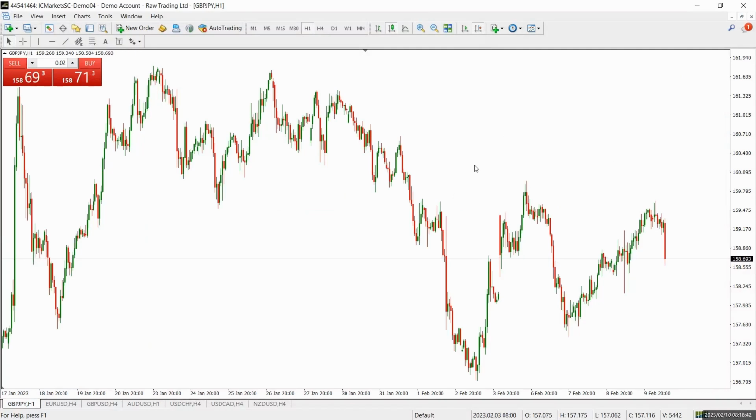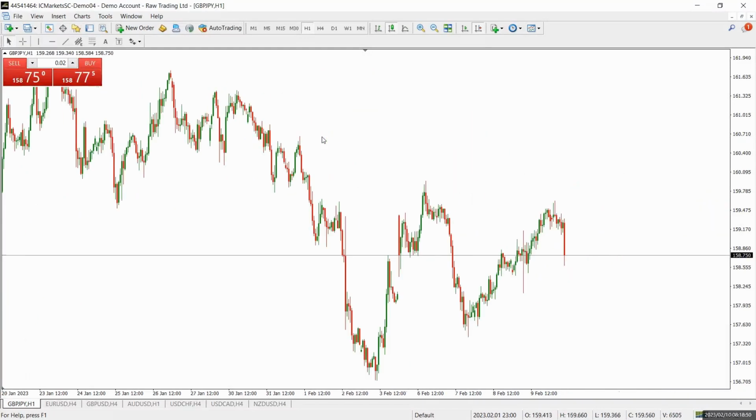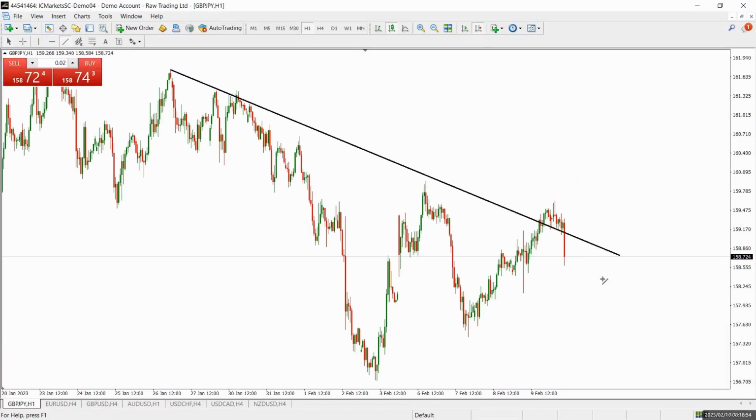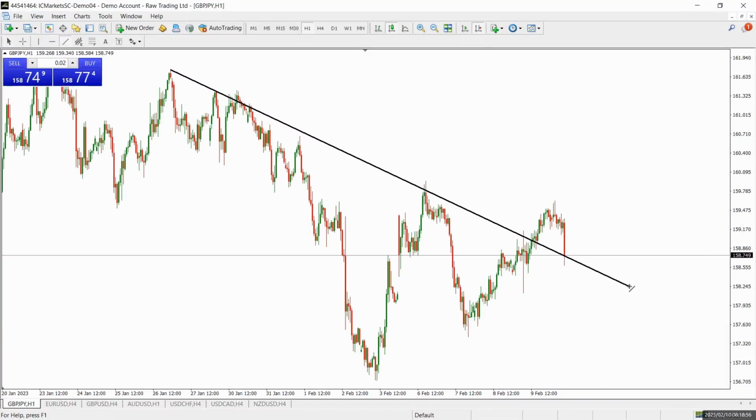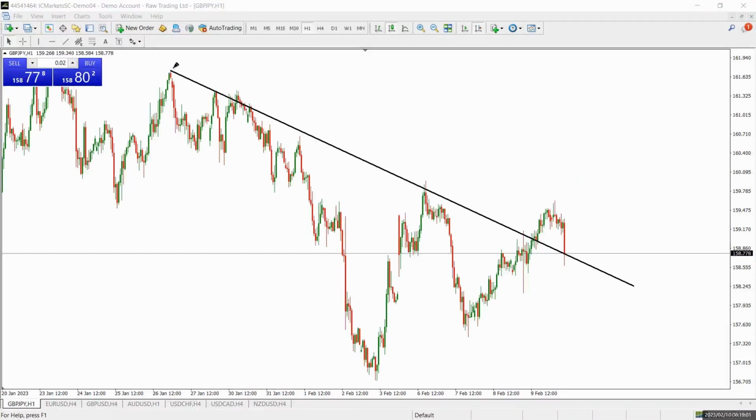So we have a situation right here in the market where price was finding a resistance. So what we have is touch one, touch two. Can you guys see it? So let me take it back real quick. We have a touch one right here. We have a touch two right here. We have a touch three right here.